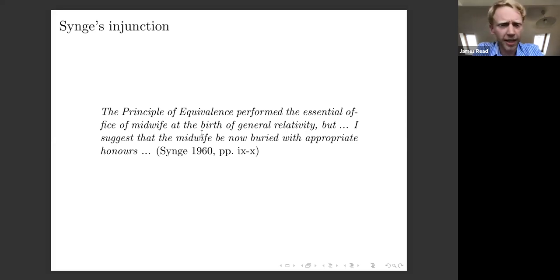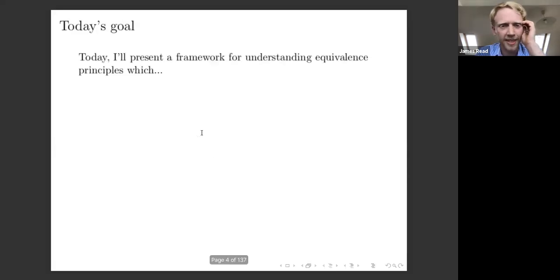Insofar as that's meant to apply to all versions of the equivalence principle, I disagree with the claim. It seems to me that the equivalence principle has an important role to play both in articulating or understanding the content of one particular space-time theory, but also in understanding the connections between different space-time theories. And so it's with that more positive attitude in mind that I want to proceed in this talk.